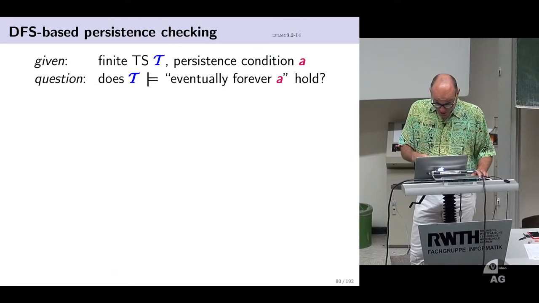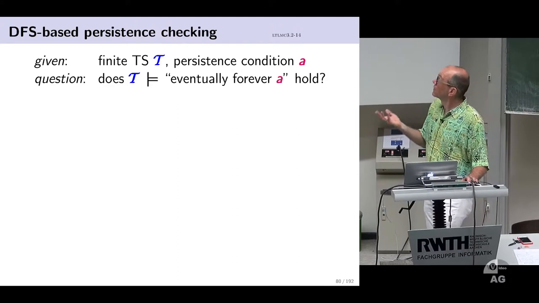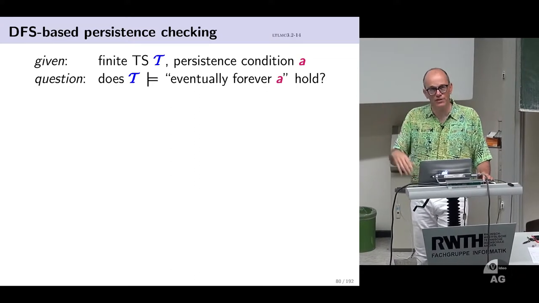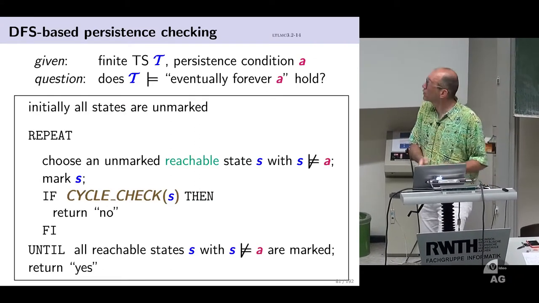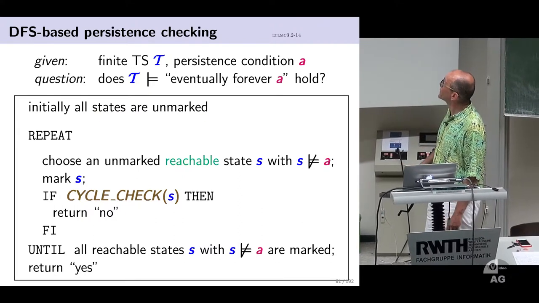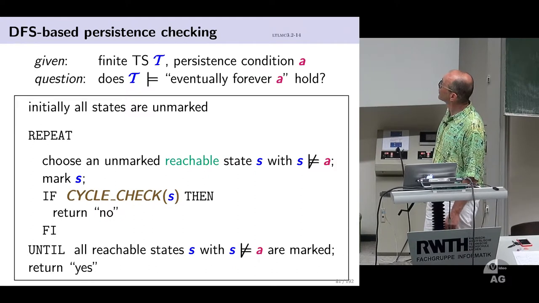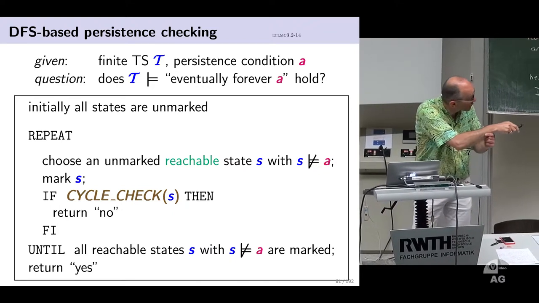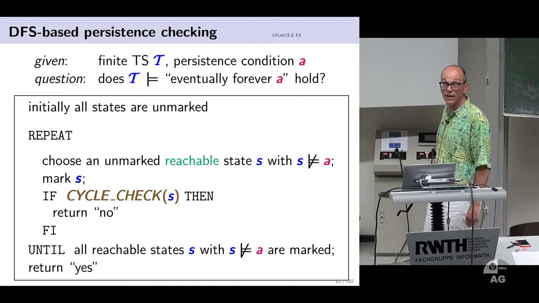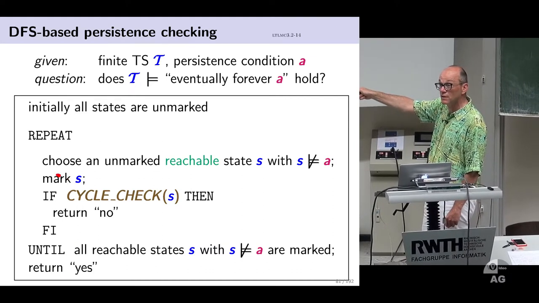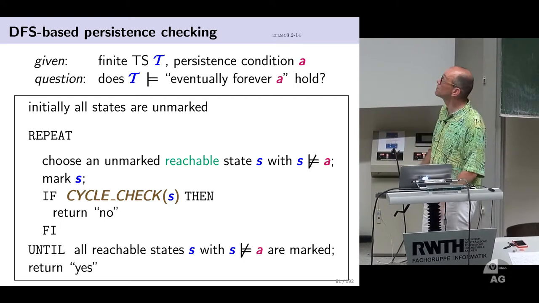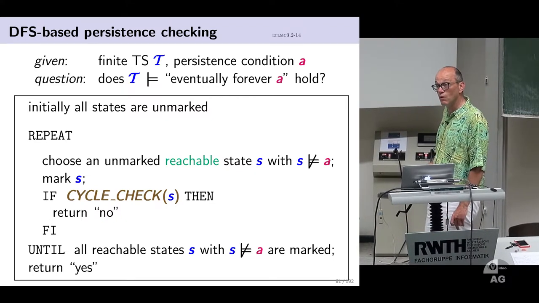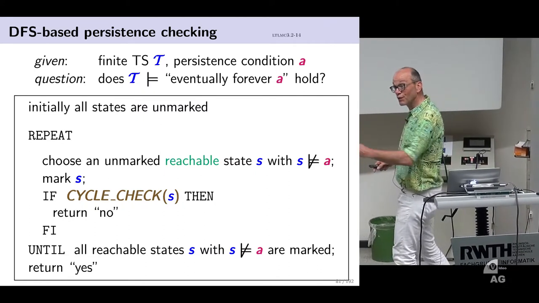Good. So this is the problem we are confronted with. Does my finite transition system satisfy eventually forever A? A in our case is not F, but that's just to make life a bit simpler. So one way to do this is, initially you don't mark any states, so all states are unmarked, and then you repeat the following procedure. You choose an unmarked reachable state S that violates A. So you found one of those S's. Now you're going to check whether this lies on a cycle. How are we going to do this? We're going to mark it. Let's color it purple, so that we start this purple DFS. We're going to check whether it's on a cycle. If it's on a cycle, then the answer is no, because if it's on the cycle, we refute the whole thing, so then we get no.